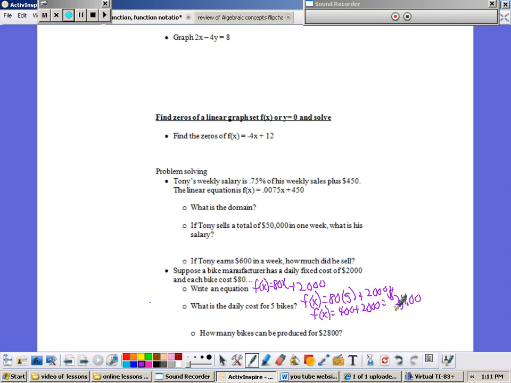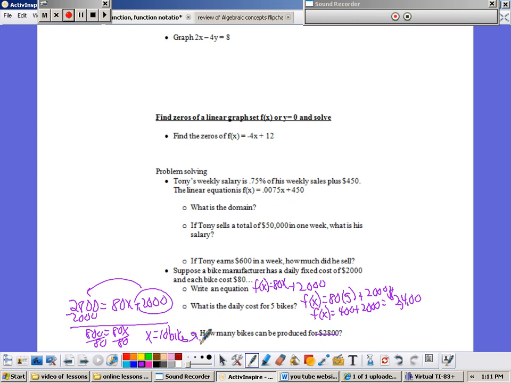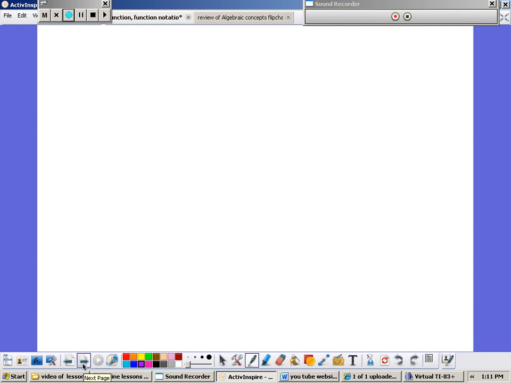How many bikes can be produced for $2,800? Well, this is the f of x, or the y. So it's 2,800 equals 80x plus 2,000. Move your 2,000. 800 equals 80x. Divide by 80. x is 10 bikes. So it's all in how we're moving around using our functions, whether we're putting something in or what we want to get out, the input or the output. Now it's your turn.